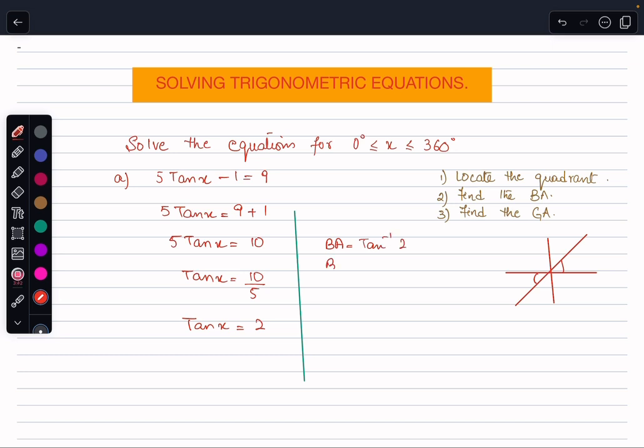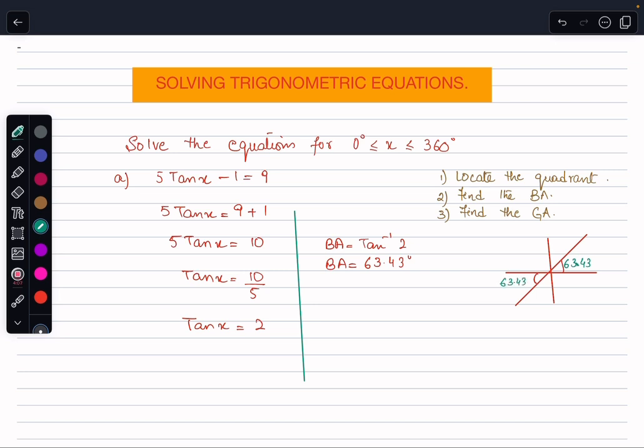or tan inverse 2 from the calculator comes out to be 63.43 degrees. So this is 63.43 degrees here, meaning the basic angle is 63.43. We know the basic angle has to be with the x-axis. So this is 63.43 degrees here.